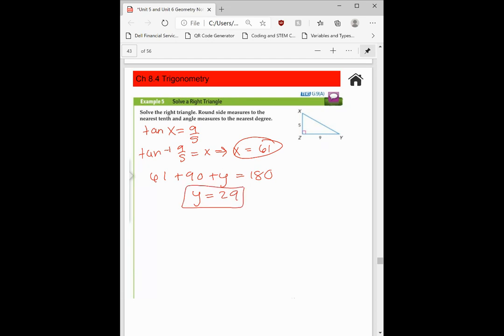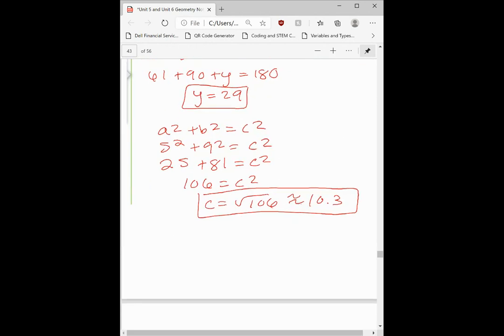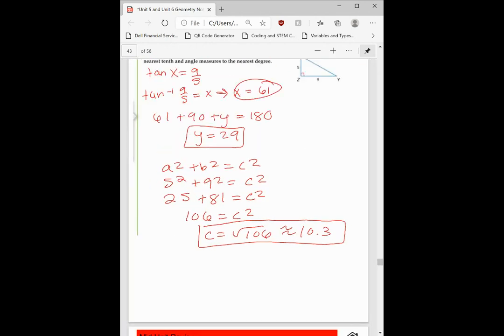Okay? Now we can find the distance of x to y by using the Pythagorean theorem. So a squared plus b squared equals c squared. So we have 5 squared plus 9 squared equals c squared. 25 plus 81 equals c squared. So we have 106 equals c squared. So c is equal to the square root of 106, which is approximately 10.3. There we go. We solved everything that we needed to find. Okay, and that concludes those notes.